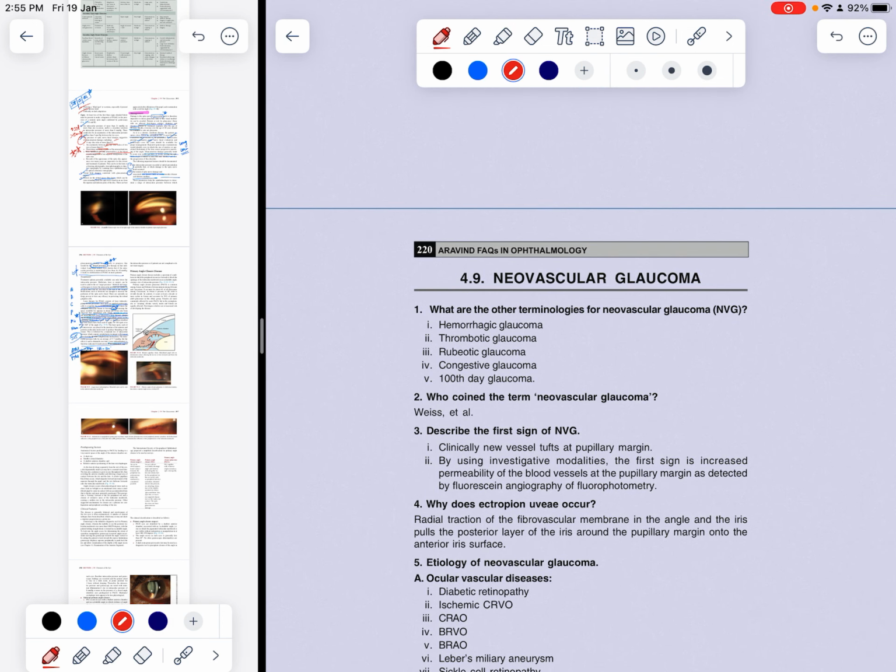That's all from the introduction and primary open angle glaucoma. In the second session, we will be talking about primary angle closure glaucoma. Thank you.